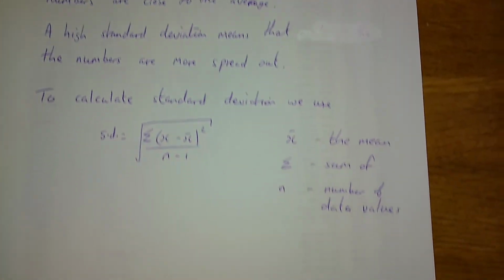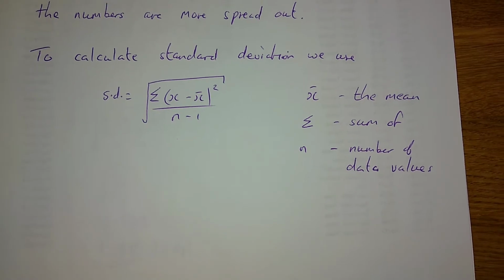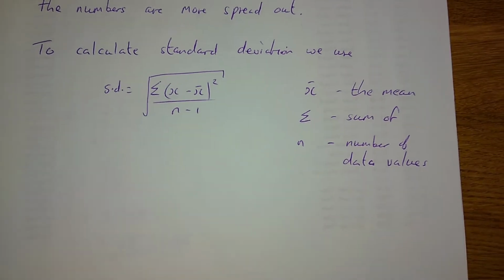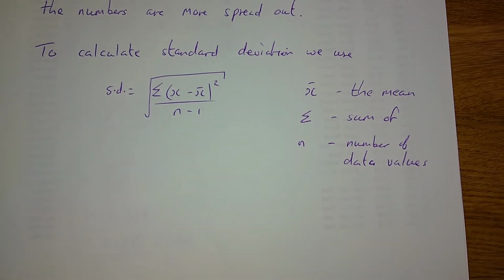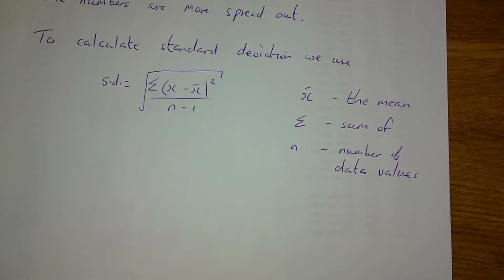So let's have a look at how we actually calculate it. To calculate the standard deviation, we use this formula. We've got some new symbols in there that you won't have seen before, so let's have a look at them.